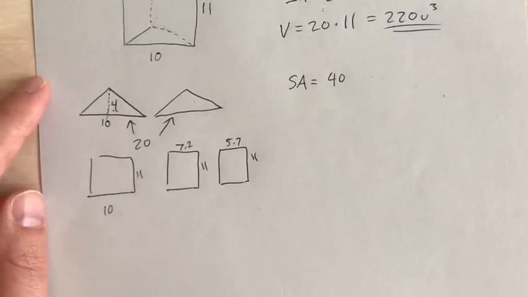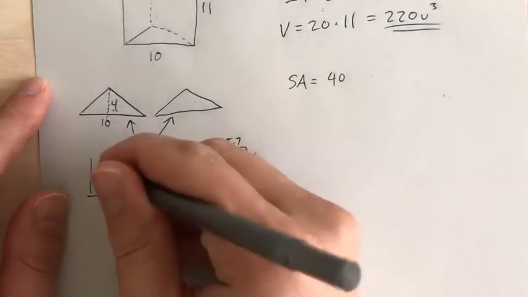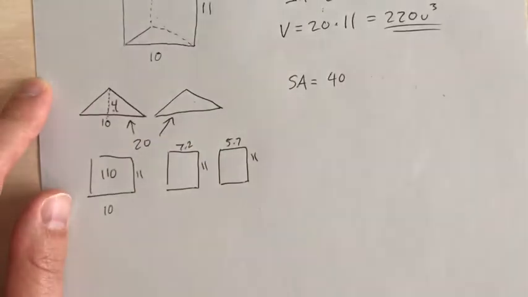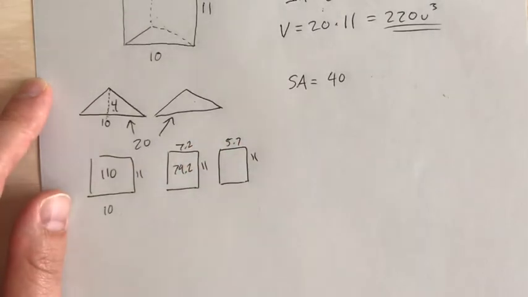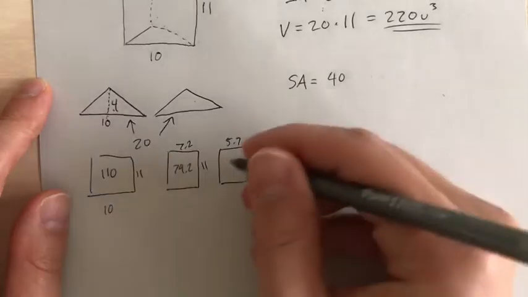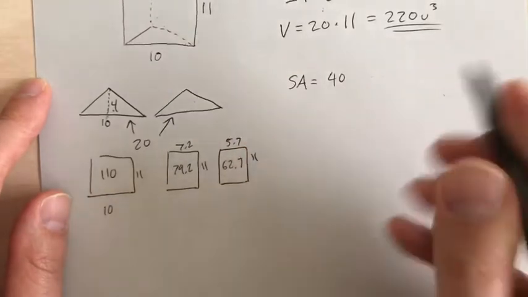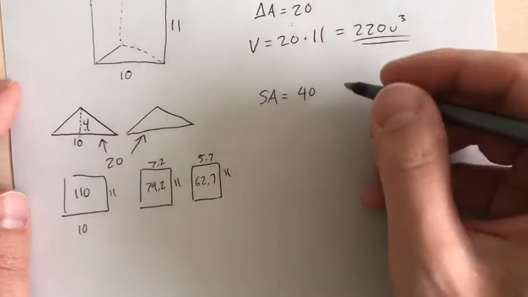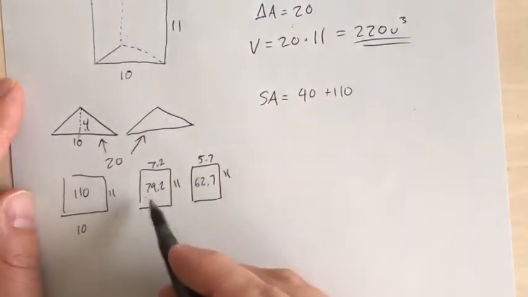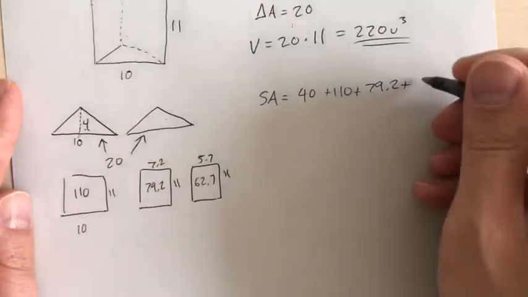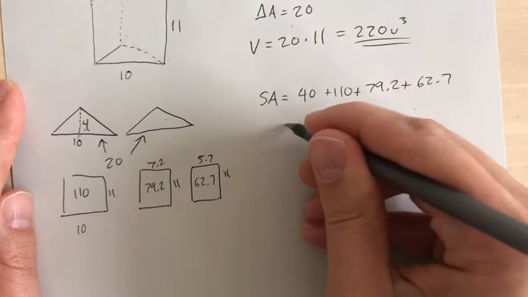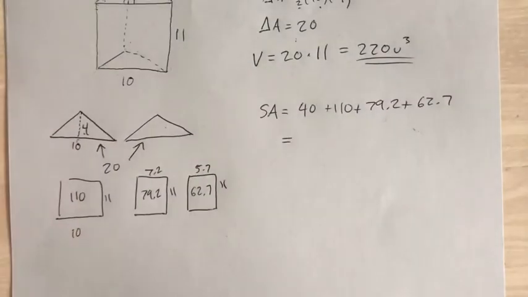So 10 times 11, let's see here, is going to be 110. 7.2 times 11 is going to be 79.2, and then 5.7 times 11, that's going to be 62.7. So not only do we have a top and bottom area of 40, but we have to also add in 110, we have to add in 79.2, and we have to add in that 62.7, and that will get us our total surface area for all 5 sides of this prism.